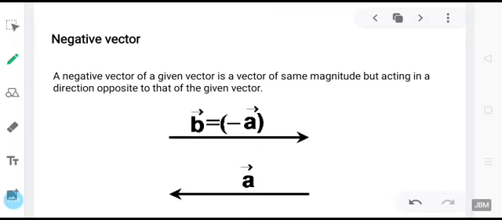Negative vector. A negative vector of a given vector is a vector of same magnitude but acting in a direction opposite to that of the given vector. Negative vector of A, as you can see, is given by minus of A vector. Minus of A vector is equal in length but opposite in direction to vector A, as it is quite clear from the picture.